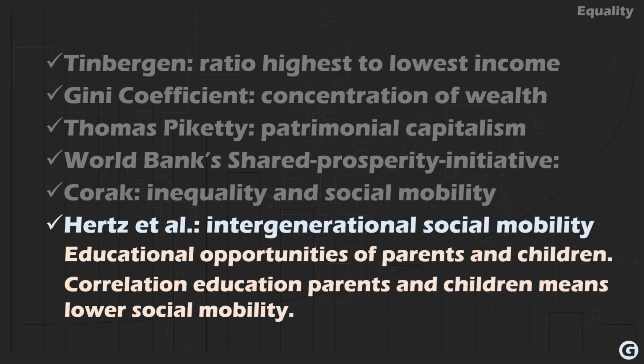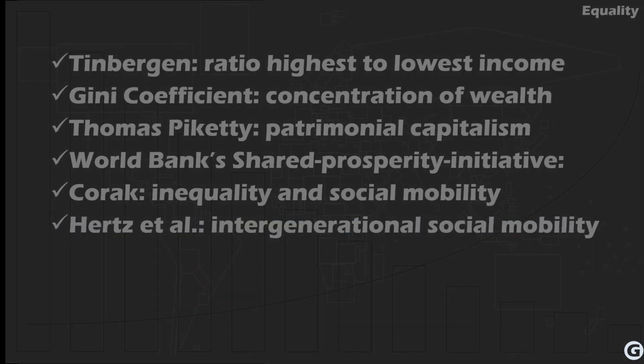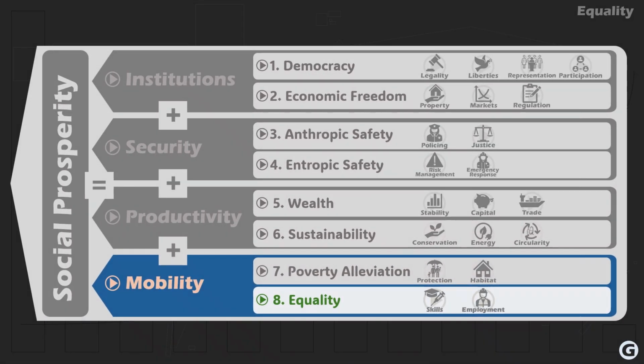They have found that the greatest correlation between the education of parents and children, meaning lower social mobility, is in Latin American countries. The social prosperity equation includes two policies that reduce inequality. The first one stresses the importance of skills among the workforce and the second one concerns employment.